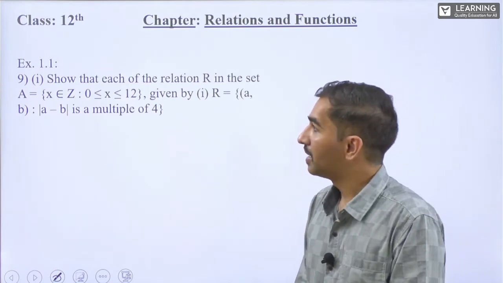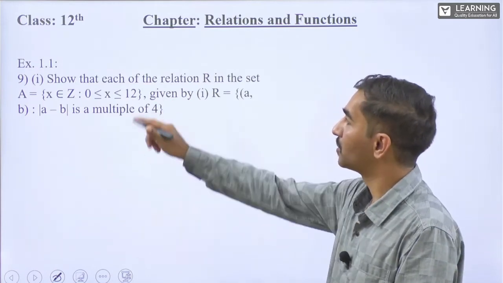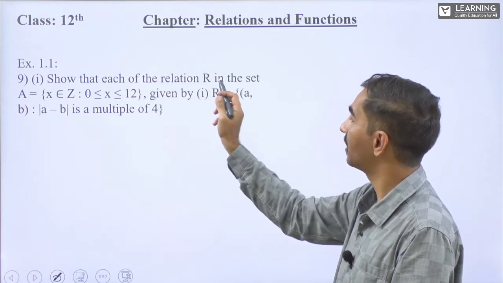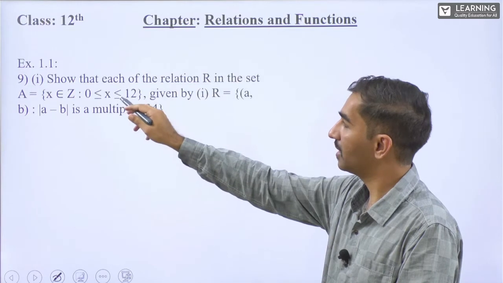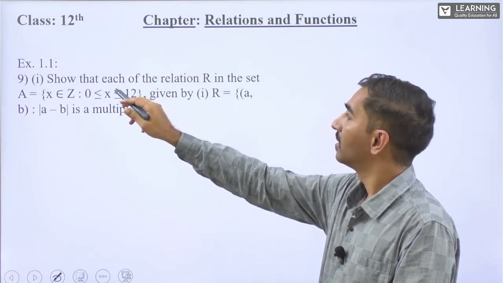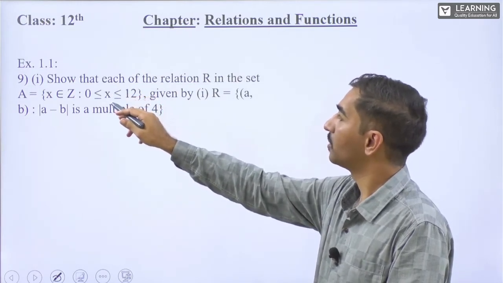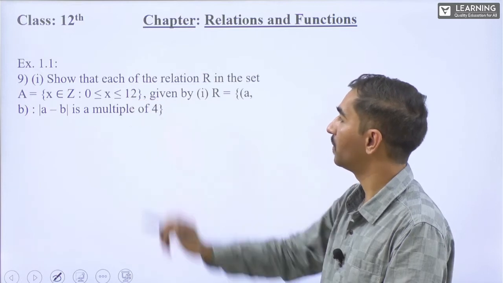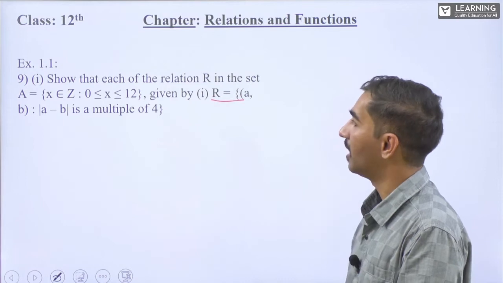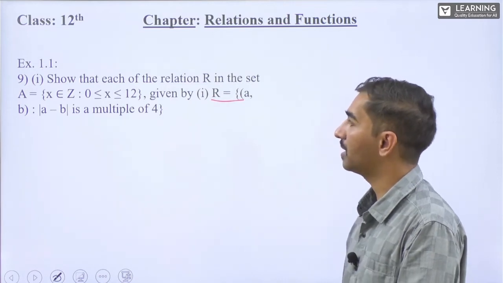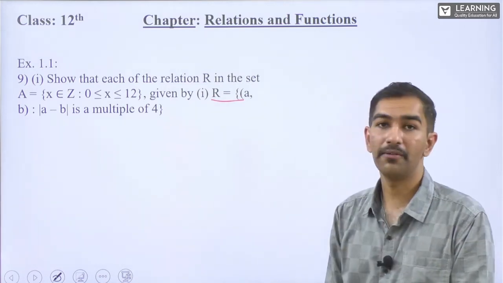Okay, question number 9, sub question number 1. Show that each of the relation R in the set A, where x belongs to the set of integers such that x is greater than or equal to 0 but lesser than or equal to 12, given by the relation, is given here. R is equal to (a, b) such that mod of a minus b is a multiple of 4.